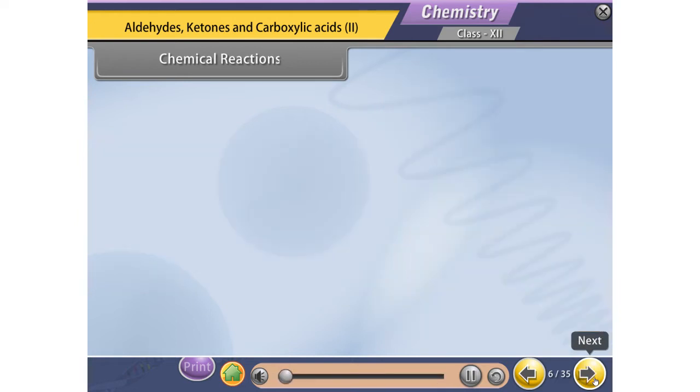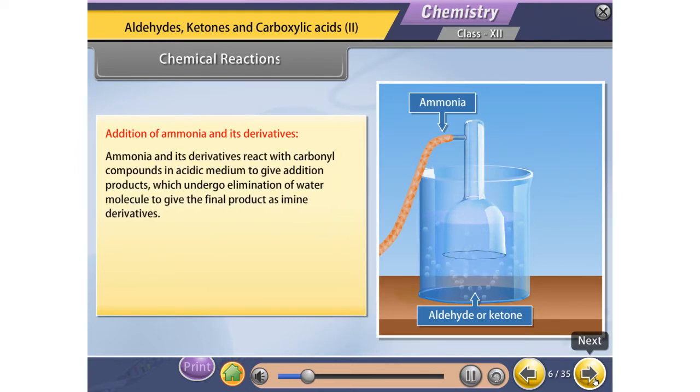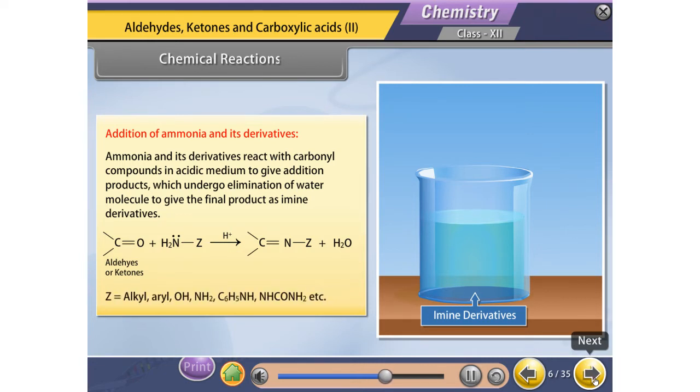Chemical reactions. Addition of ammonia and its derivatives. Ammonia and its derivatives react with carbonyl compounds in acidic medium to give addition products, which undergo elimination of a water molecule to give the final product as imine derivatives. Z can be alkyl, aryl, OH, NH2, C6H5NH, NHCONH2, etc.